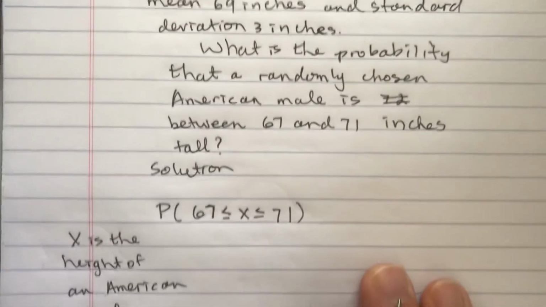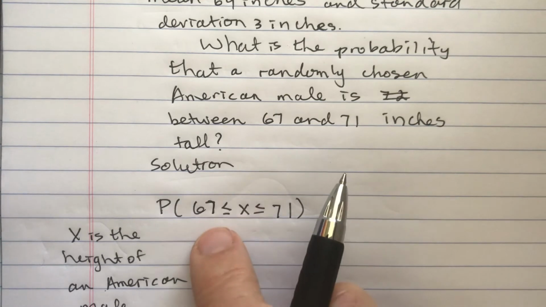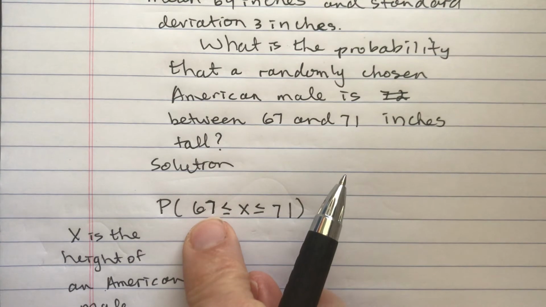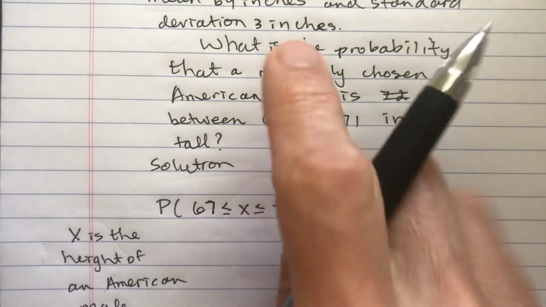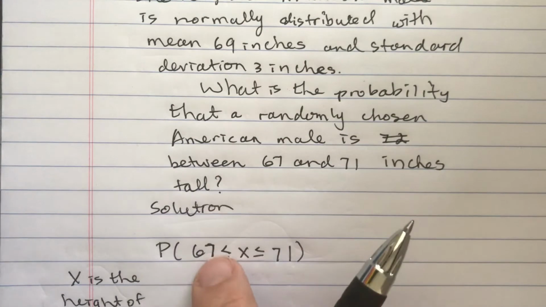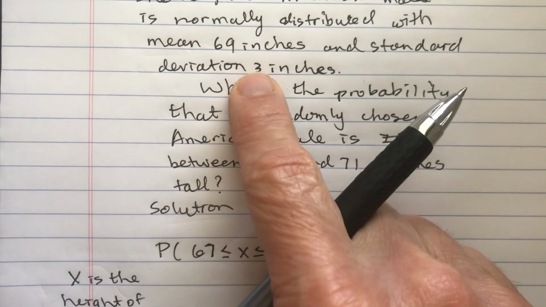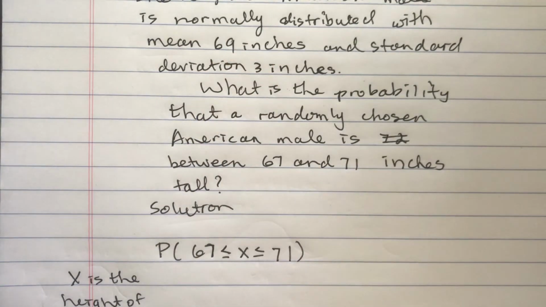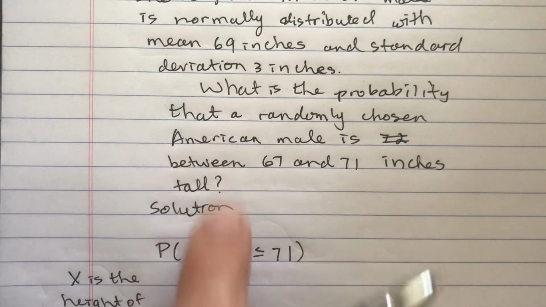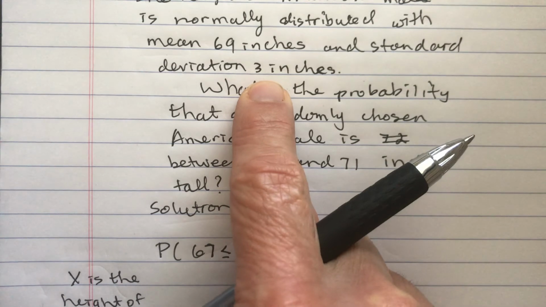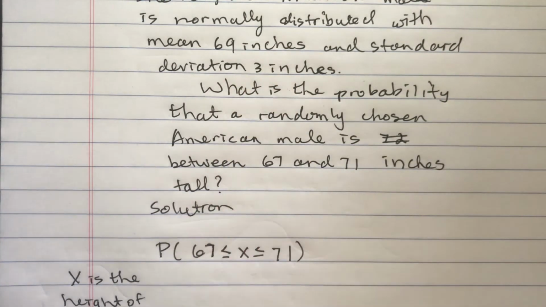I'm not going to use the empirical rule, because 67 inches is not one standard deviation from the mean. The mean was 69, so 69 minus 67 is 2 inches. It's 2 inches away from the mean, but one standard deviation is 3 inches. So it's 2/3 of a standard deviation. And I have not memorized the values for 2/3 of a standard deviation.